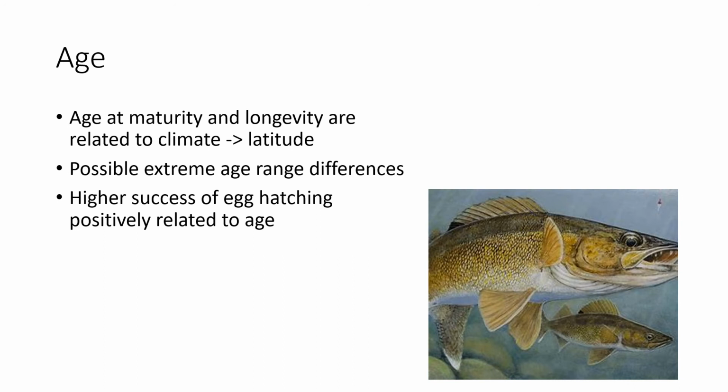Relating back to reproduction, it has been found that egg hatching success for walleye is positively related to age, but negatively related to female length when adjusted for age. This would mean that egg hatching success in the north would be greater than in the south, because northern latitude walleye tend to grow slower but live longer.